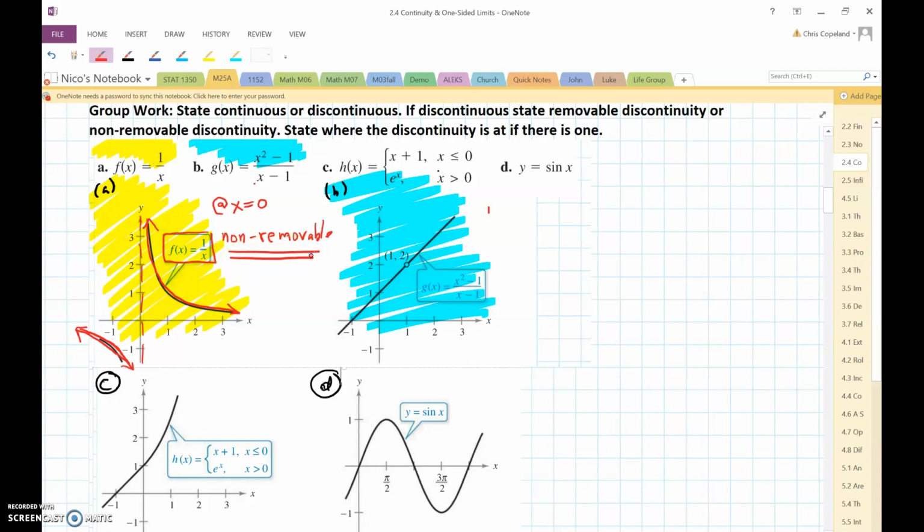Okay. Part B. So now we're looking at this function. And it looks like a linear function, except there's a hole right there. So again, this would be discontinuous at x equals 1, and this one would be removable.